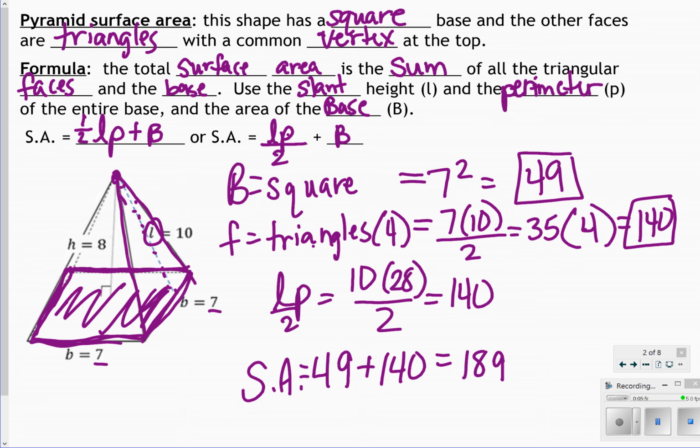They didn't tell us what our units are, so we're just going to go ahead and say units, whatever they might be, and they're squared because it's area. Make sure you have all this information. Let's look at our next one.